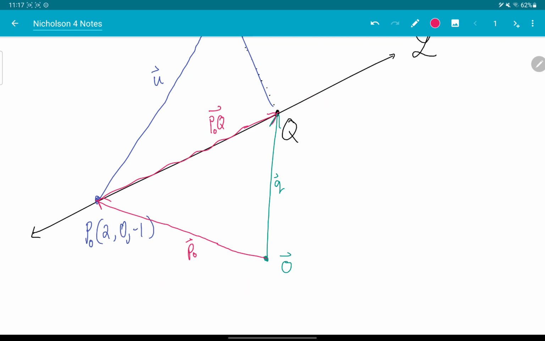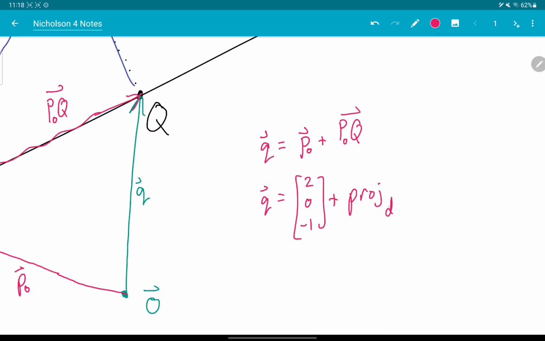Okay, this triangle here says to me that lowercase q is lowercase p naught plus P0Q. All right, so q is going to be, what's p naught? Well, it's just the vector corresponding to this point, 2, 0, negative 1. And P0Q, this is the projection we pretty much just found.